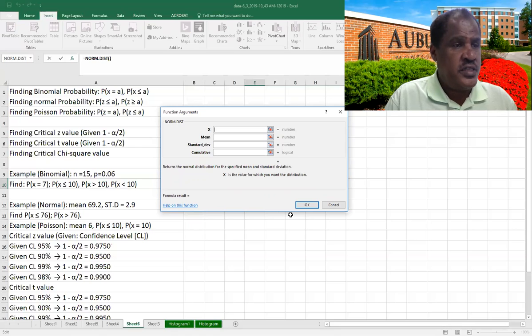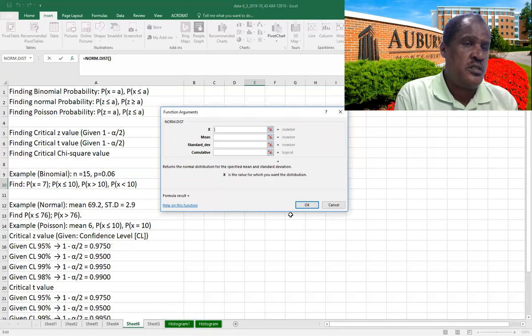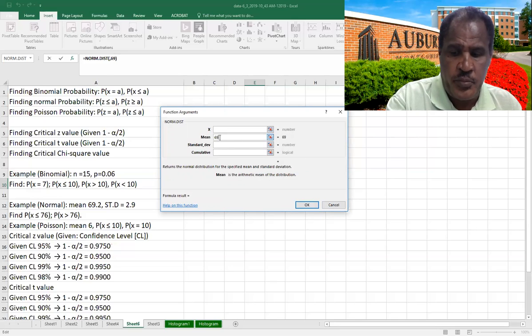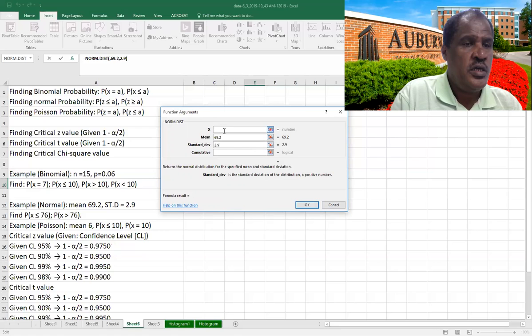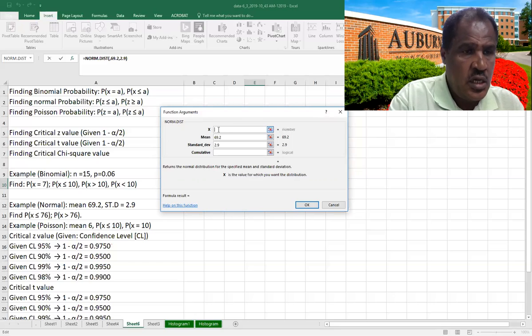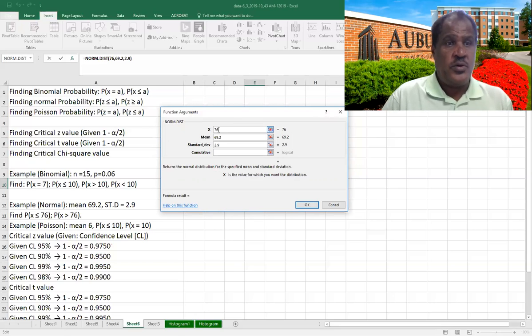Now, let's take a practical example. Suppose that the mean height of men in the United States is 69.2 and the standard deviation is 2.9. So in this case, in the place of mean, you are going to put 69.2, and for the standard deviation, you are going to put 2.9. And let's say if you pick a man, you would like to know the probability that the height of this man is less than or equal to 76 inches, which is the height of my son, by the way.